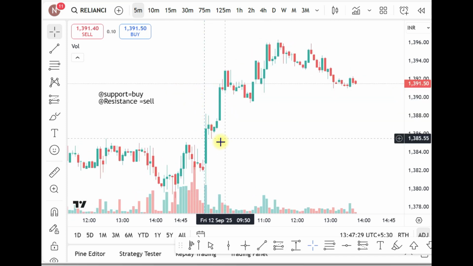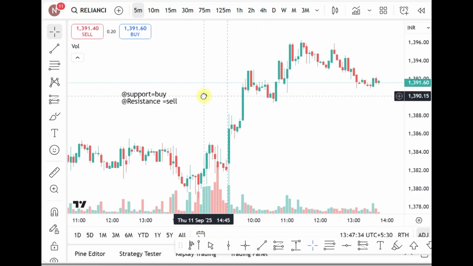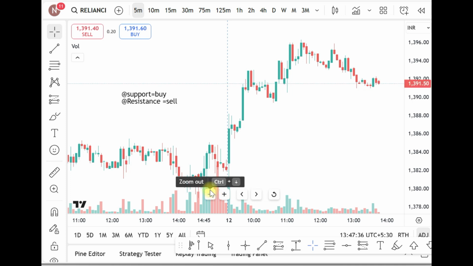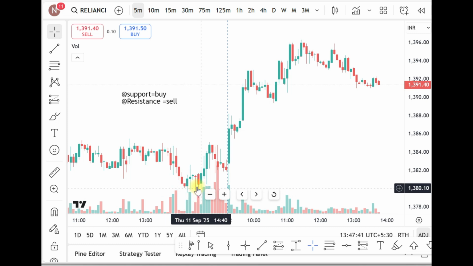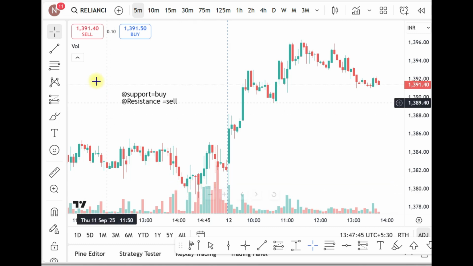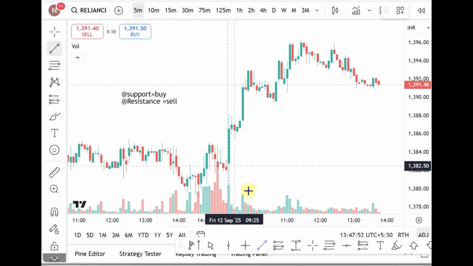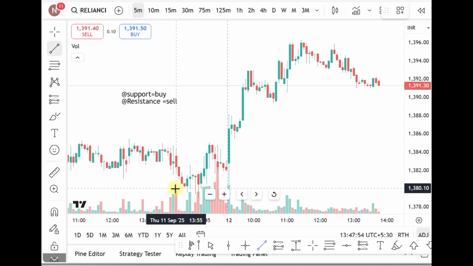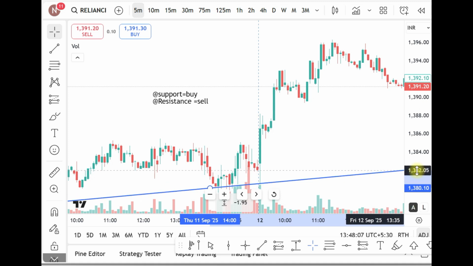First, before identifying, look into the historical data of the chart, then identify the lows, the lower points on the chart. Then draw a trend line. Click on this symbol, select the trend line, then you can draw this as a support. See, this is a support line.